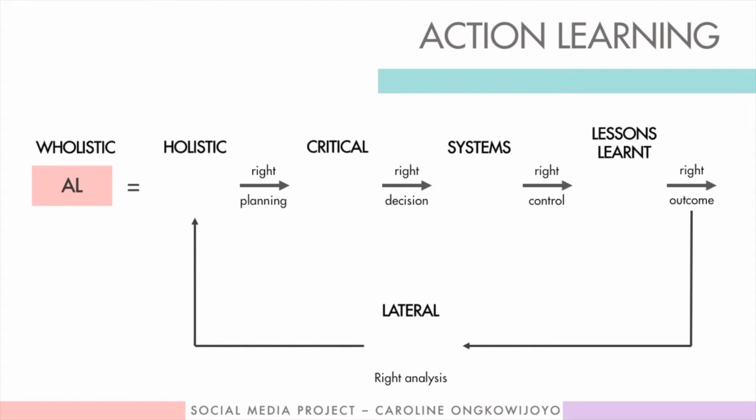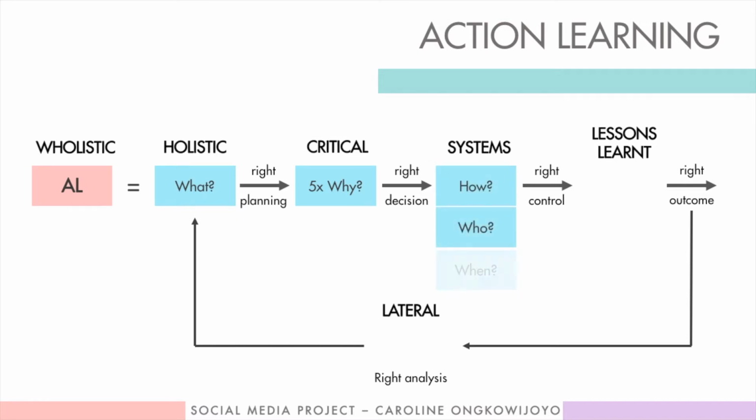Throughout the explanation process, I will ask what in order to come up with the right planning. Then I will ask 5 times why in order to form the right decision making. Later on, questions of how, who, and when will help me to form the right control. And in order to make sure I'm having the right outcome, I will ask the question where. Last, for the right analysis, I will ask the question of how much.